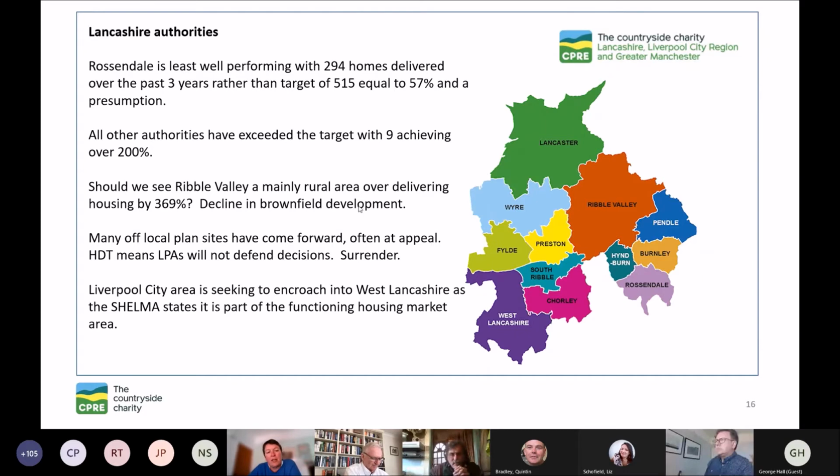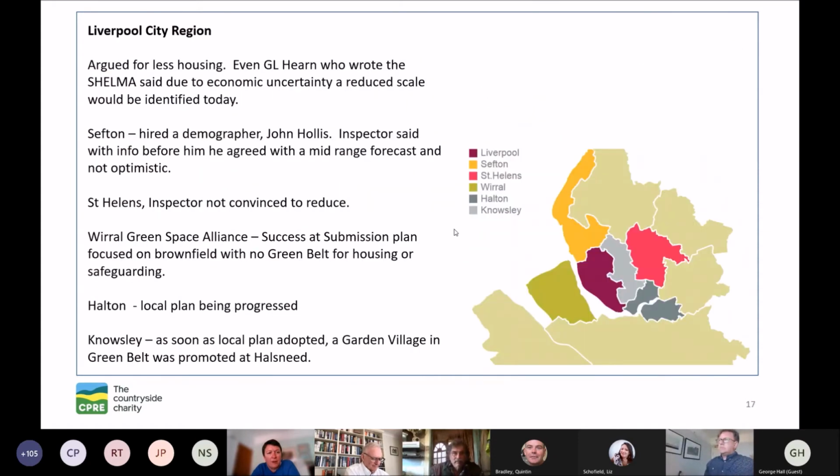And in the Liverpool City area, you can see West Lancashire in the purple. That is not even in the Liverpool City region, but it's now been identified as being part of the functioning housing market area. And despite the fact, as I mentioned earlier, that it's got the highest grade land in the country, with grade 1, that is now being identified for housing, which seems to be perverse. If you can move on to the next slide, Andrew.